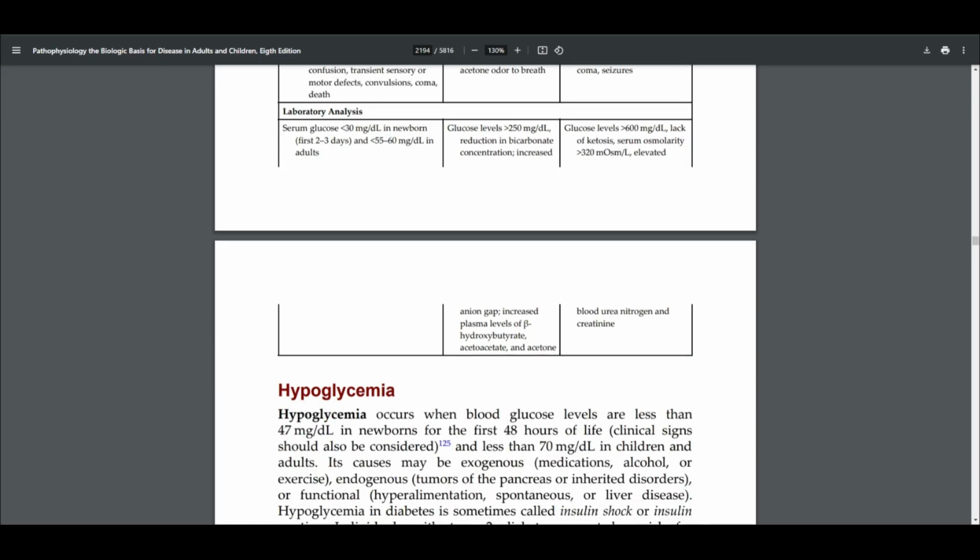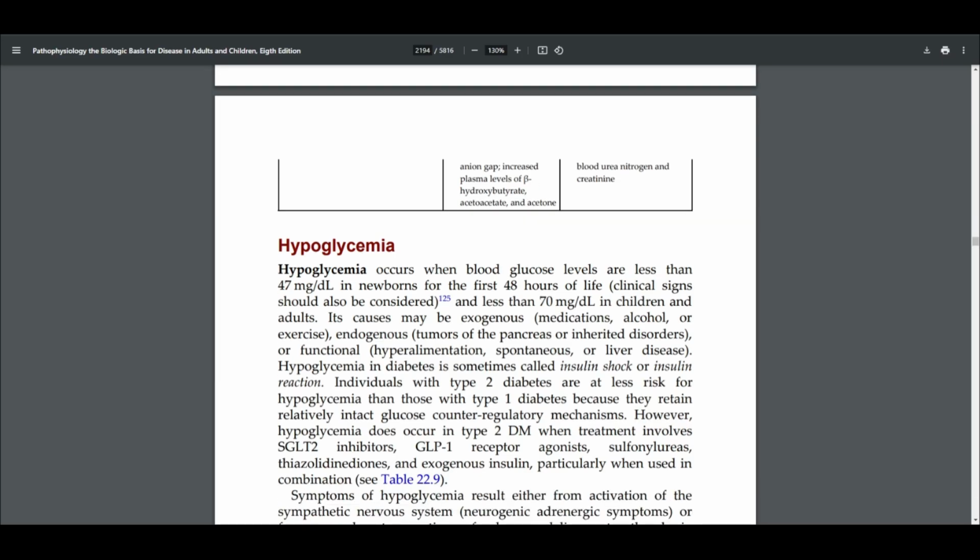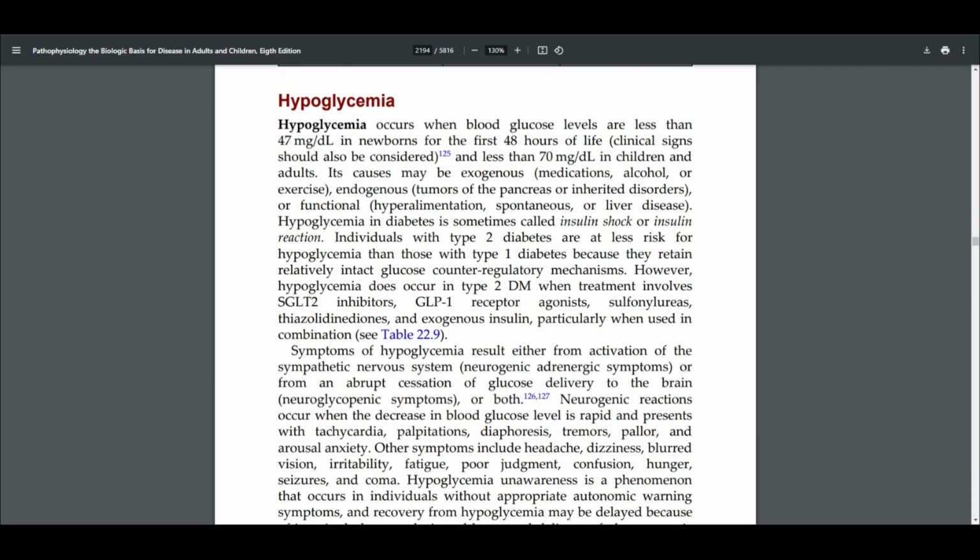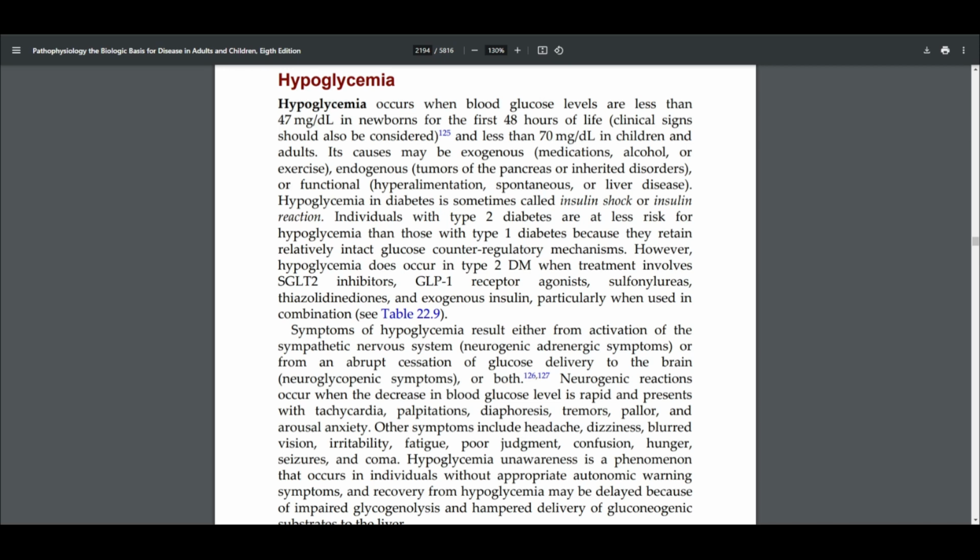So that leads us now to the opposite end of diabetes, hypoglycemia. Hypoglycemia occurs when blood glucose levels are less than 47 milligrams per deciliter in newborns for the first 48 hours of life, and less than 70 milligrams per deciliter in children and adults. Its causes may be exogenous, such as medication, alcohol, or exercise, or endogenous, such as tumors of the pancreas or inherited disorders, or functional, such as hyperalimentation, spontaneous, or liver disease.